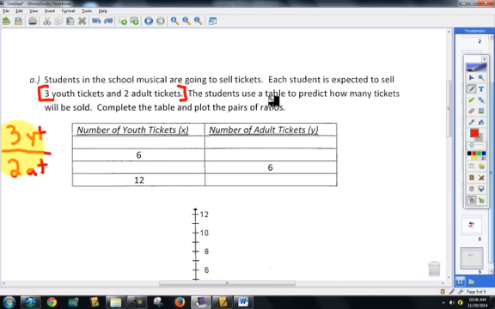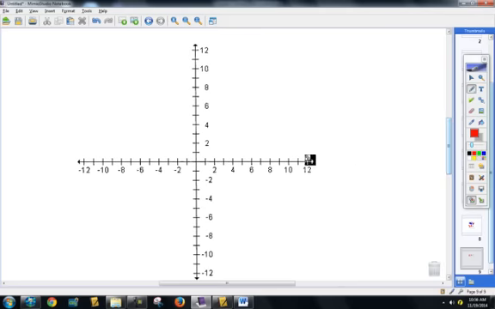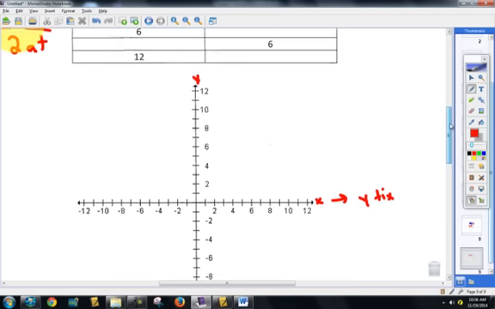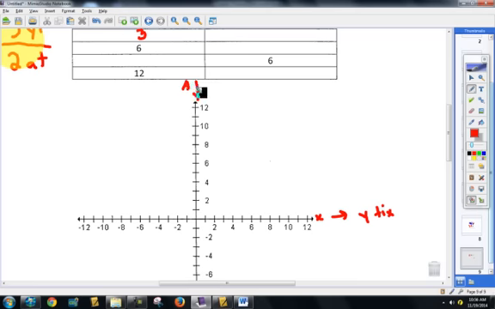The students are going to use a table to predict how many tickets will be sold. Complete the table and plot the pairs of ratios. So number of youth tickets, we can go ahead and put 3. Notice we call this our x value. So that means my x-axis, which we need to label here, always, is going to be representing the youth tickets. And the y value is going to be representing the adult tickets.